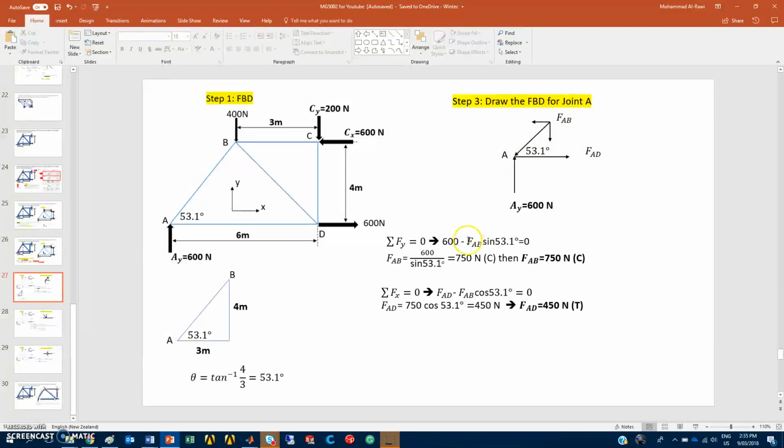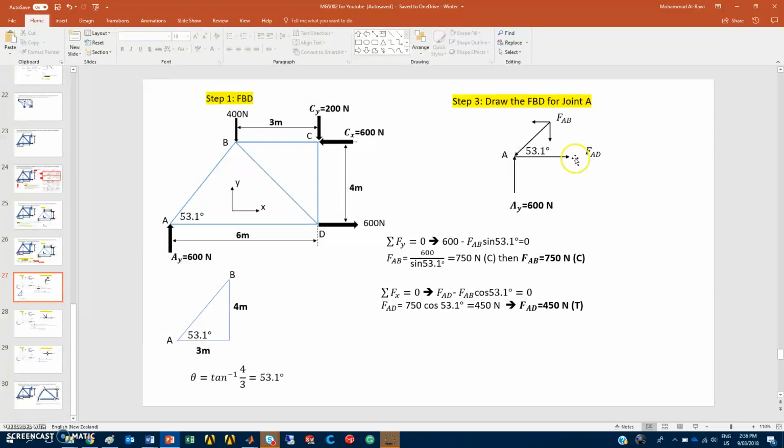So what do you have? You have the 600 newtons going upwards. Against that will be the analysis of the components of AB sine 53.1, and rearranging this, the force of member AB is 750. Since it came positive and I'm putting it as a compression, I put it as a compression force.